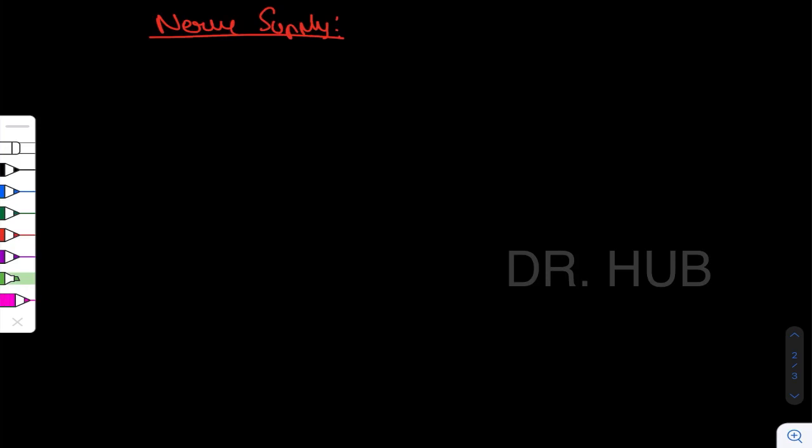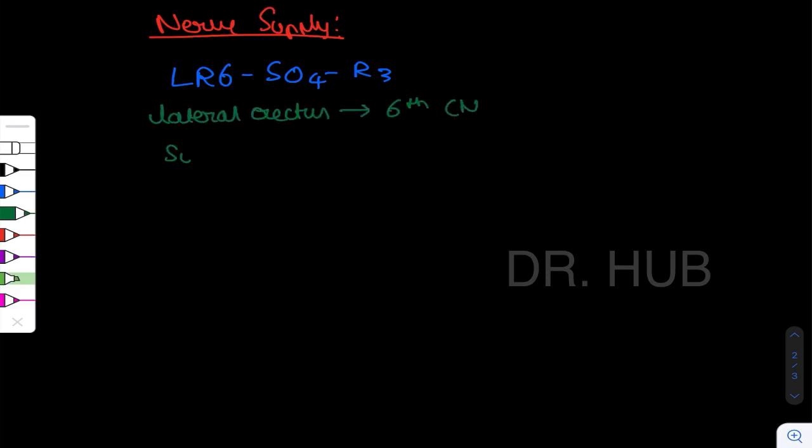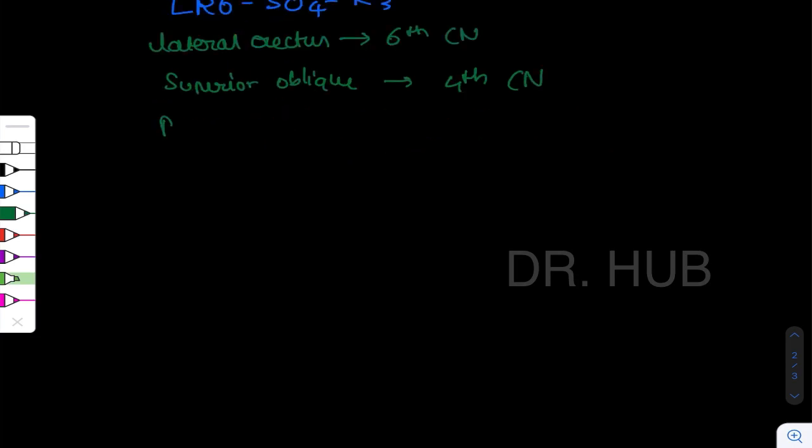Next we are looking at the nerve supply. The nerve supply, the beautiful mnemonic is LR6SO4R3. So this is the lateral rectus, which is by the 6th cranial nerve, superior oblique by the 4th cranial nerve, and then we have the rest of the muscles by the 3rd cranial nerve.